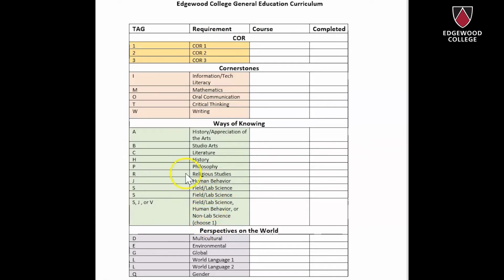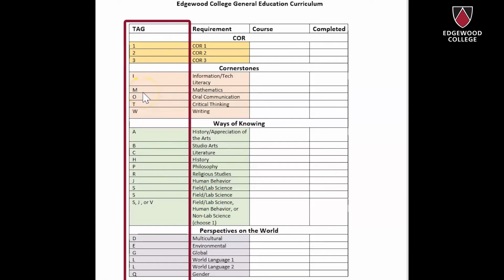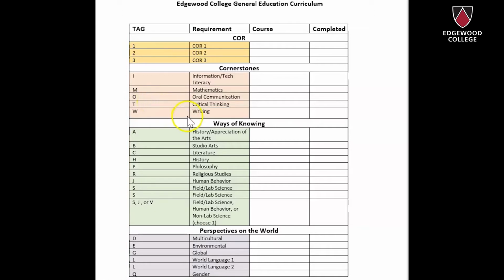You'll notice on the left-hand side of this checklist there's a column with a bunch of letters. We refer to these letters as tags. Tags are a way to identify if a class meets a general education requirement. Some classes have one tag, some classes have two tags, and then there are some classes that don't have any tags. Let me illustrate with a few examples.